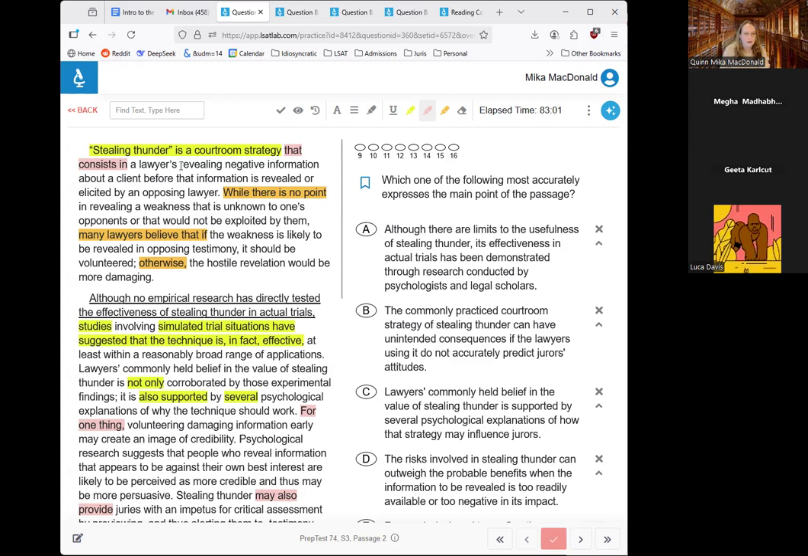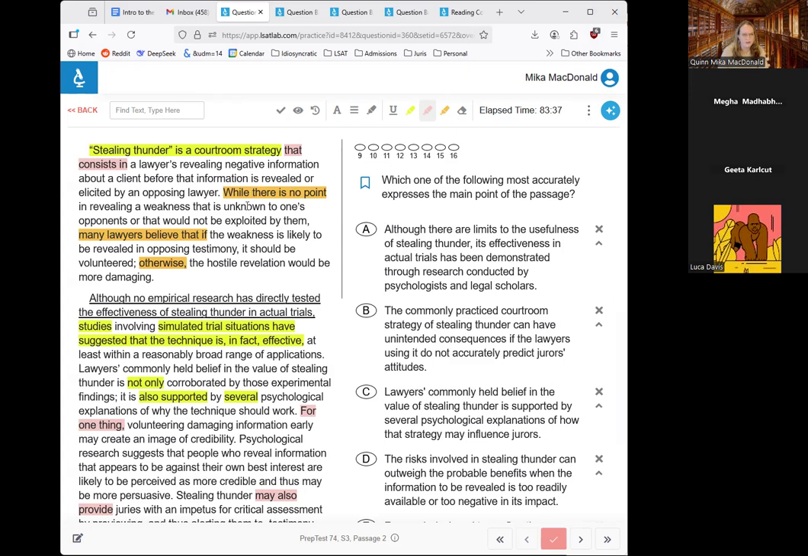So first, we have what I would call a very standard introductory paragraph. This is actually a well-written paragraph for once. "Stealing thunder is a courtroom strategy that consists in a lawyer's revealing negative information about a client before it's revealed or elicited by an opposing lawyer." So the author instantly identified the topic, stealing thunder, and instantly defined it for us. That's what a good author does in their intro. They tell us the topic and they start explaining what it means.